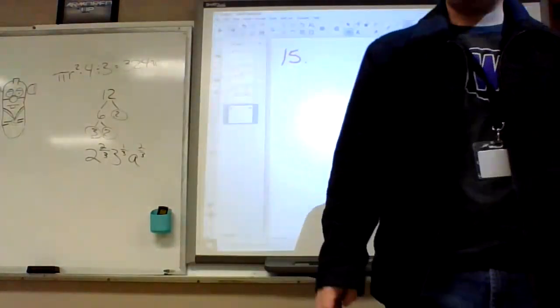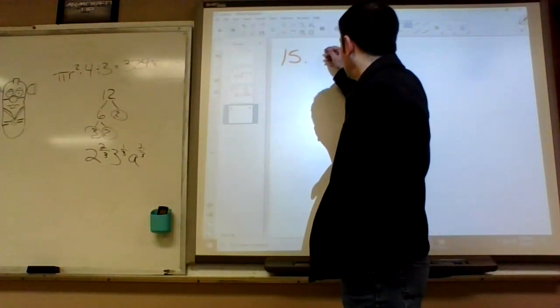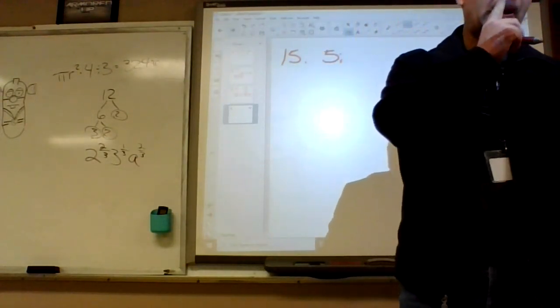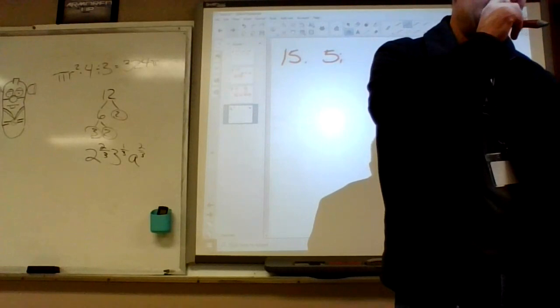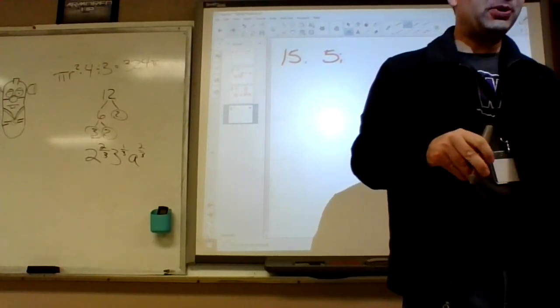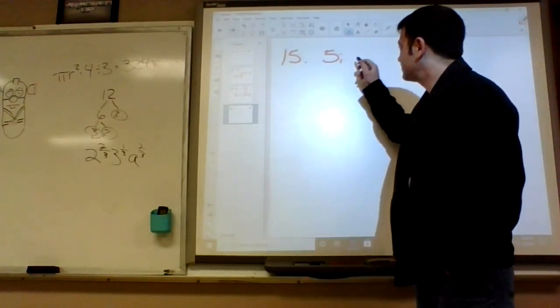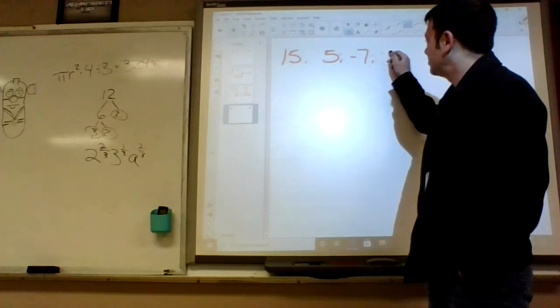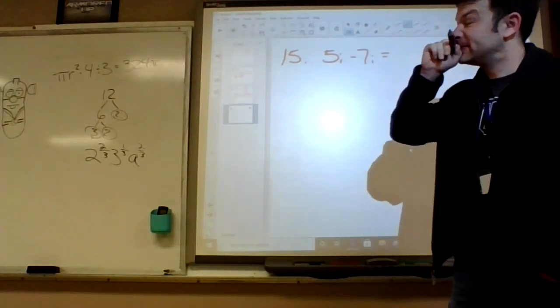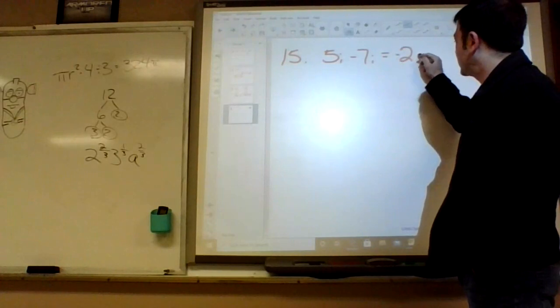What's the square root of negative 25? 5i. Well done. I watched your YouTube video yesterday, and that's how I know. Okay. Minus, what's the square root of negative 49? Negative 7i. 7i. What's 5i minus 7i? Let me guess. Negative 2i.